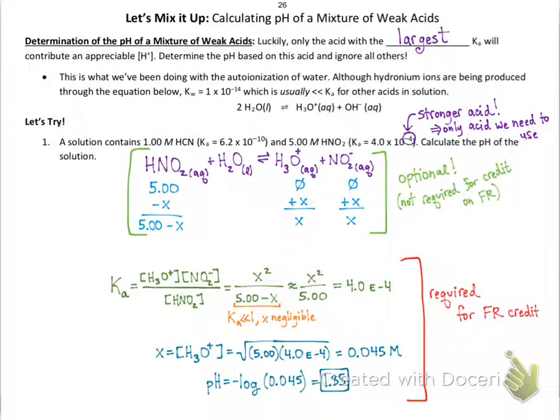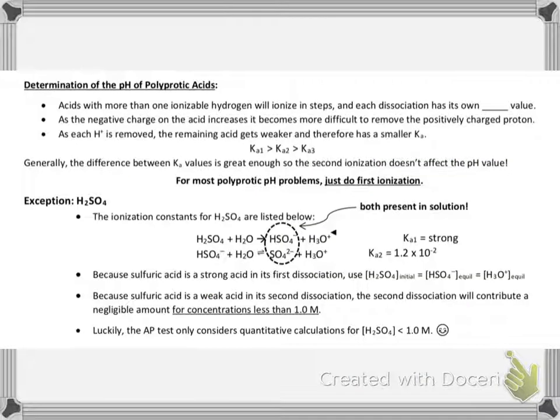Okay, now that we've seen what a calculation of a mixture of acids looks like, let's talk about polyprotic acids. These are acids that have more than one ionizable hydrogen. So it turns out they actually ionize in steps, 1 hydrogen at a time. And each one of those dissociations has its own Ka value. Now, as each proton is removed, it gets harder and harder to remove another proton.